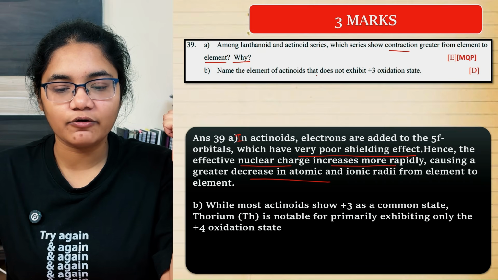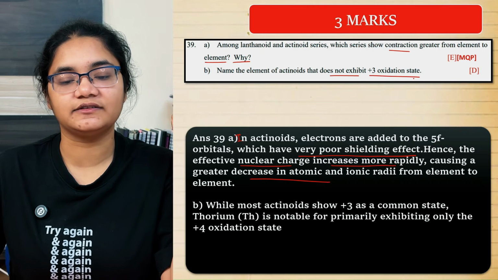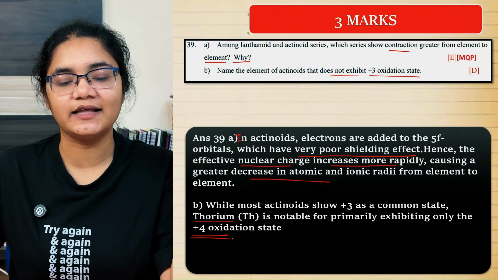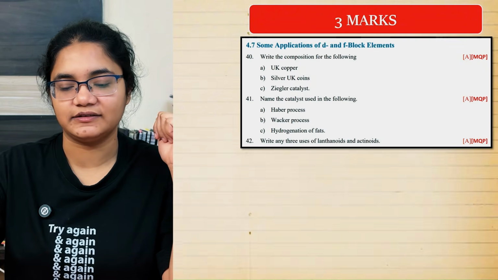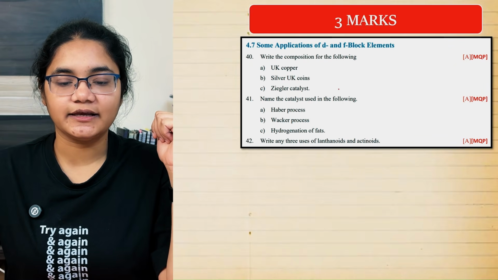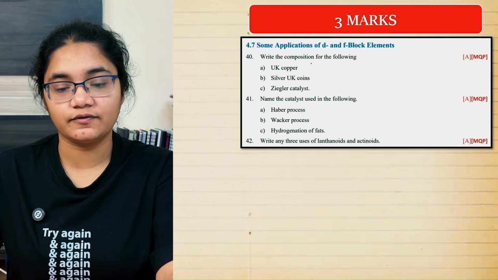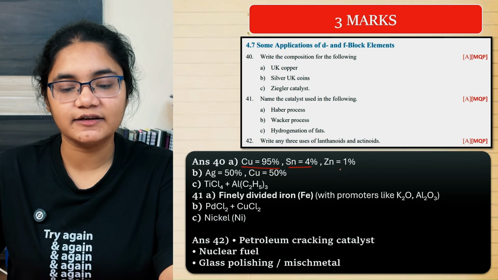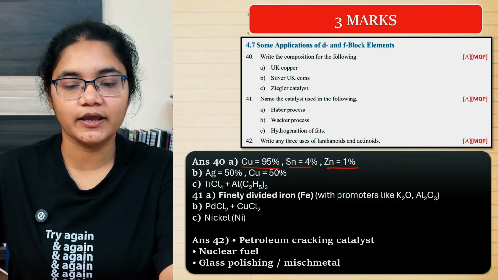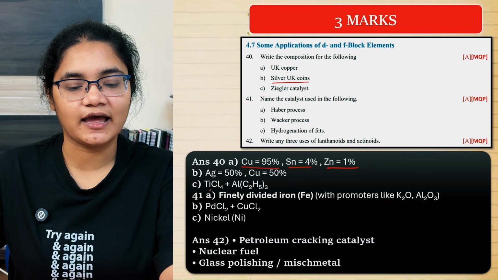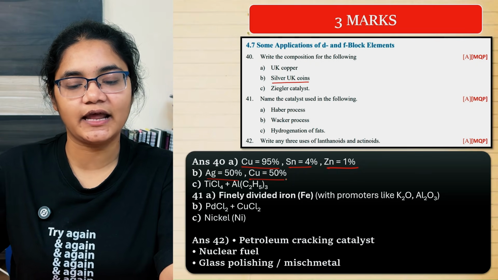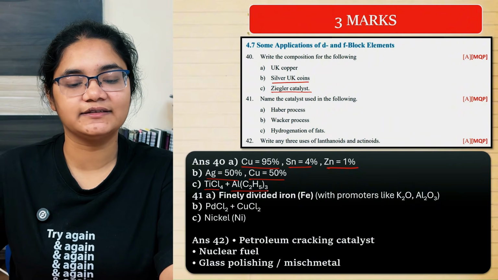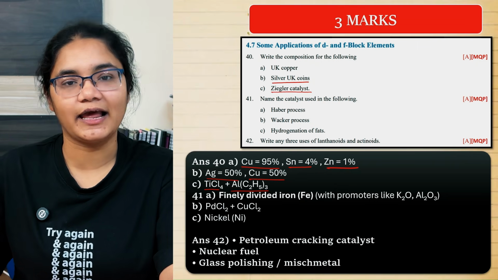Next, name the element of actinoids that does not exhibit +3 oxidation state. Thorium generally has +4 oxidation state and not +3. Next are some application based questions. Write the composition of the following. UK bronze coins: copper 95%, Sn 4% and zinc 1%. UK silver coins have silver 50% and copper 50%. Ziegler catalyst is made up of TiCl4 and triethyl aluminium.